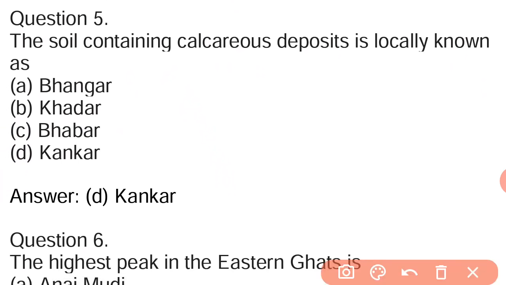The soil containing calcareous deposit is locally known as option A Bhangar, option B Khadar, option C Bhavar, option D Kankar. Right answer is option D Kankar. Next question.